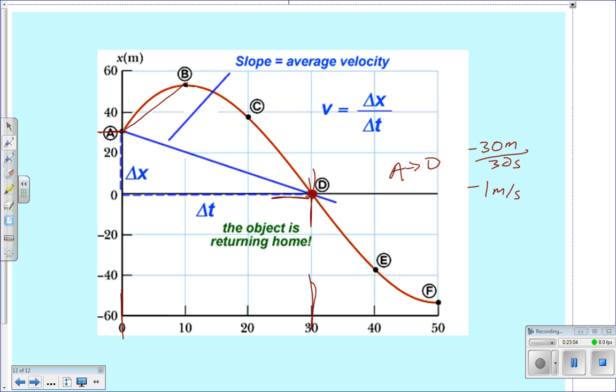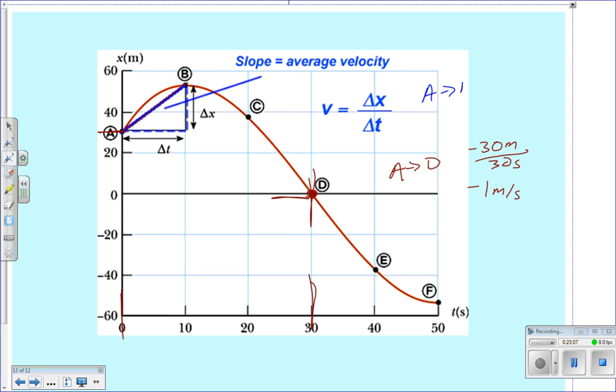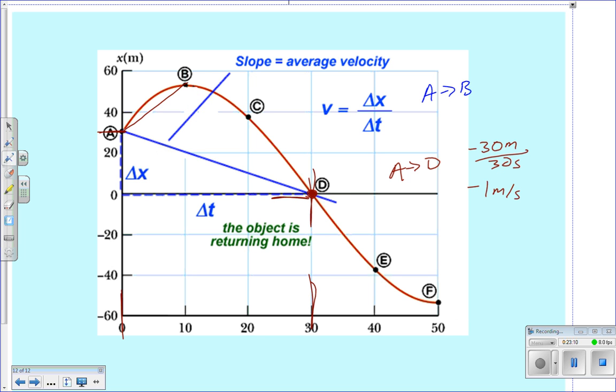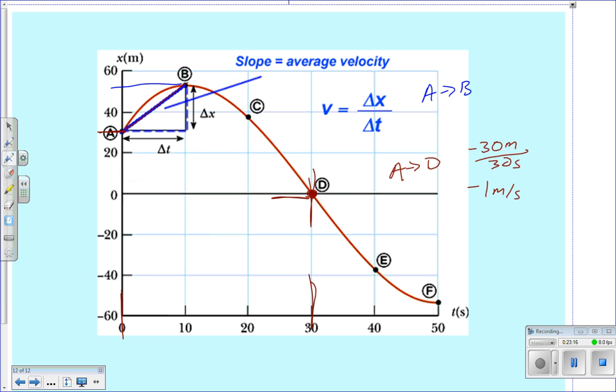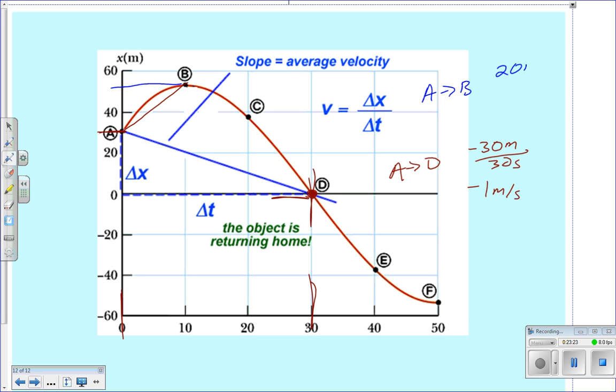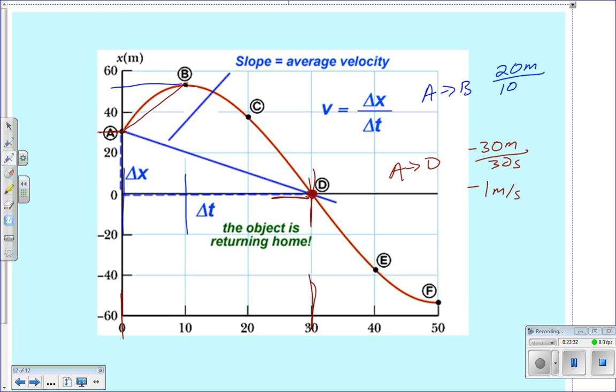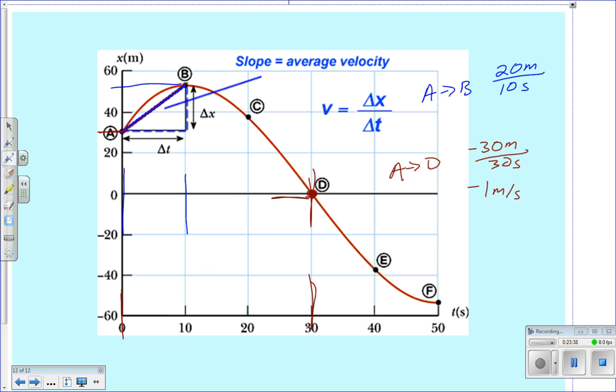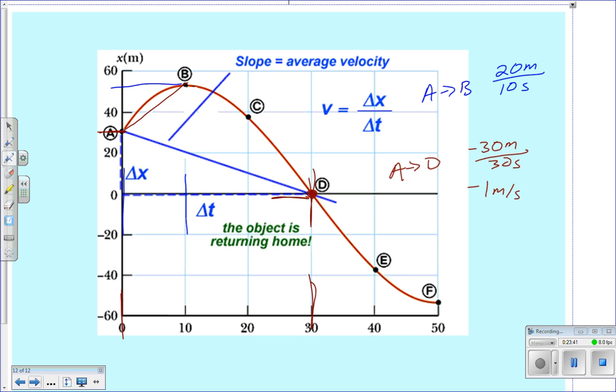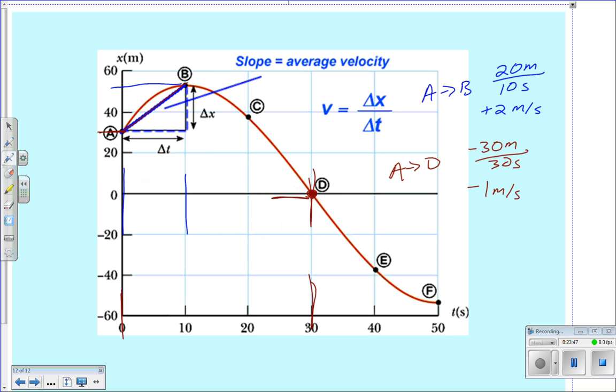Point A to point B, we'll do it in a different color. We'd have a change in position of 30 up to, looks like 50. We'll just call it 50. So from 30 up to 50 is a positive 20. So you take 50 minus 30. And that happened in 10 seconds. So to go from point A to point B on the graph here, 20 meter displacement divided by 10 seconds, it would have a positive 2 meter per second average velocity.